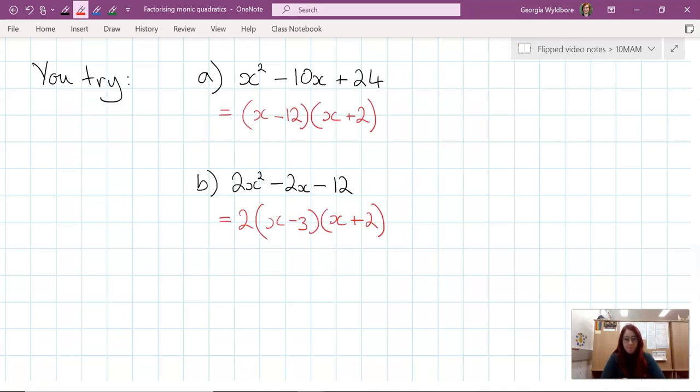There's your answers. So now we can identify what a monic quadratic is. We can find our factors of C that add together to give us our B, and we can write that factorization as a binomial product. Congrats! You can now factorize monic quadratics.